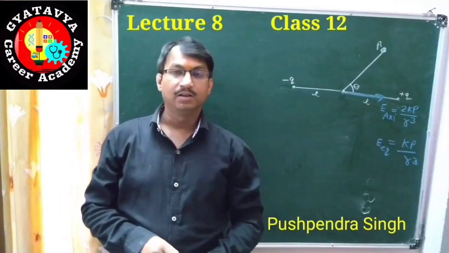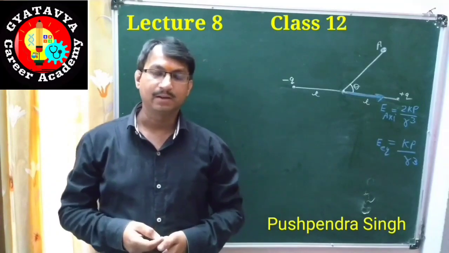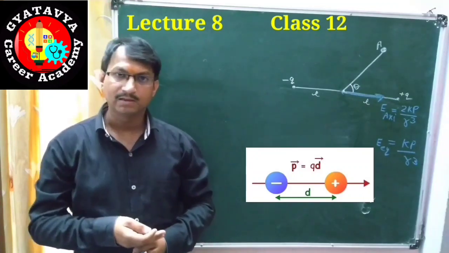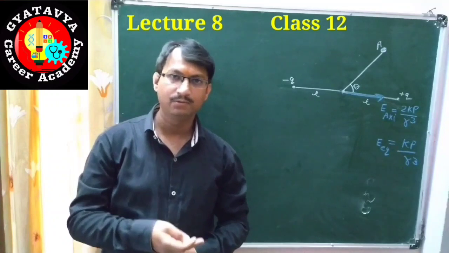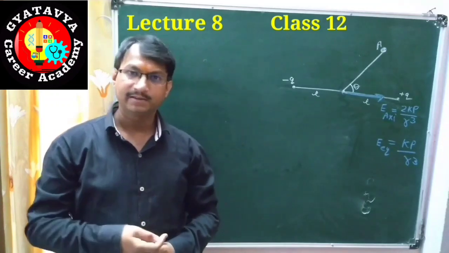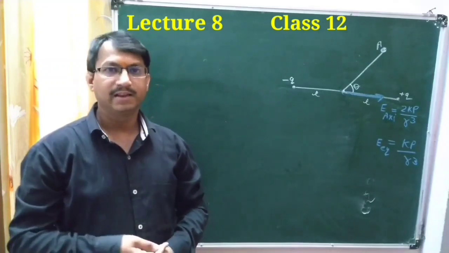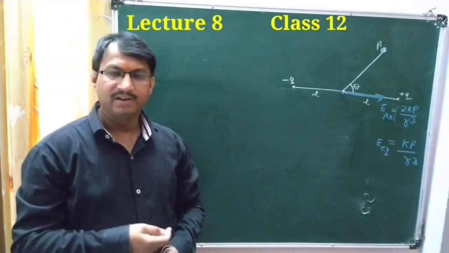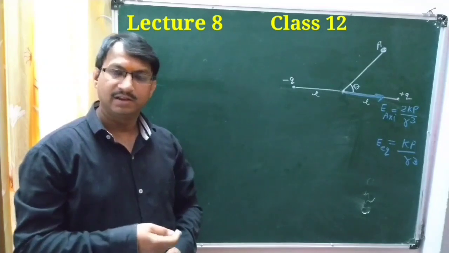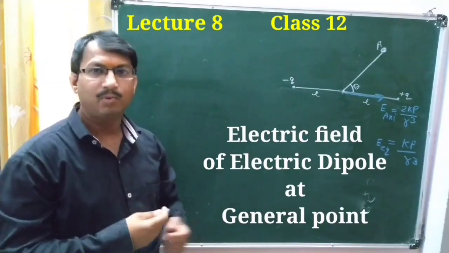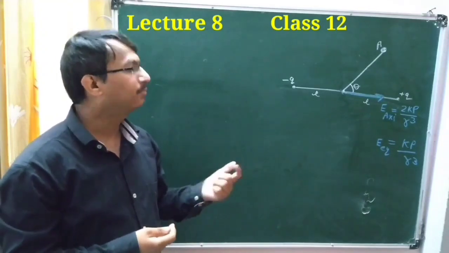Hello students, in the previous lecture we discussed the electric dipole and learned how to derive formulas for electric field intensity due to an electric dipole at the axial position and at the equatorial position. In today's lecture, lecture number 8, we will discuss how to derive the general formula for electric field intensity at a general point. General point means at any point.